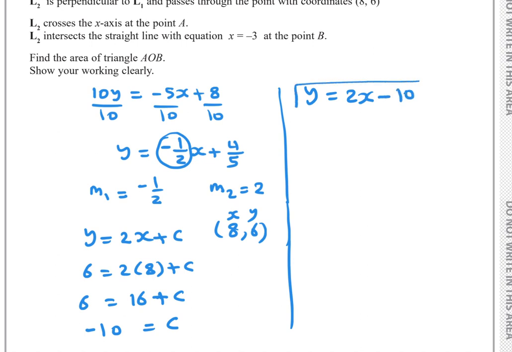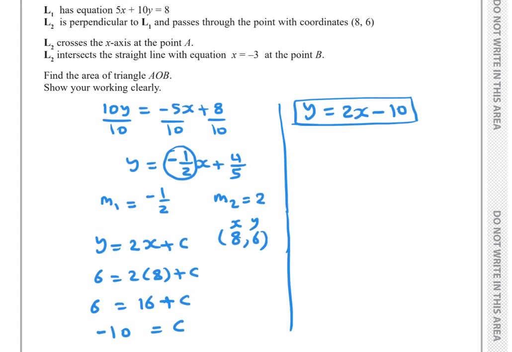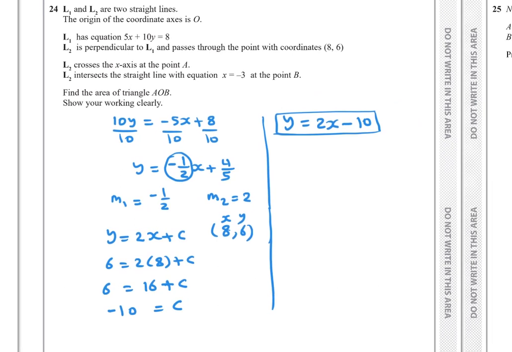Now we have the equation of line L2 and we have the equation of line L1. It is given to you that L2 crosses the x-axis at the point A. So we can draw the axis, this x-axis, and this y-axis.